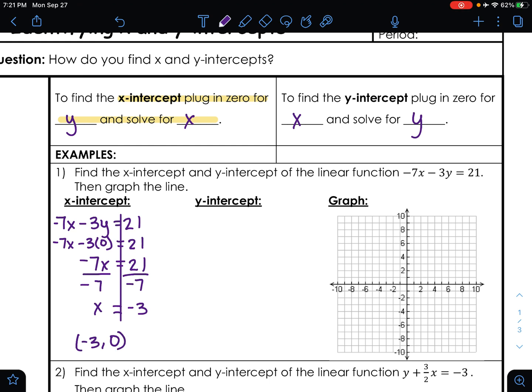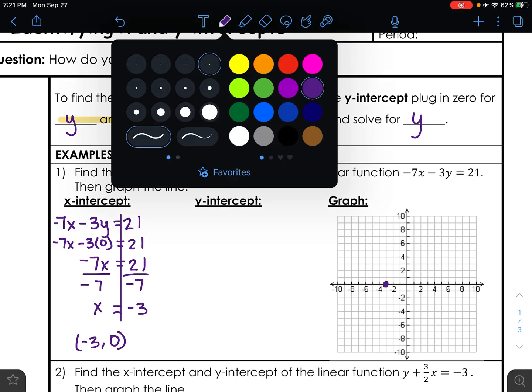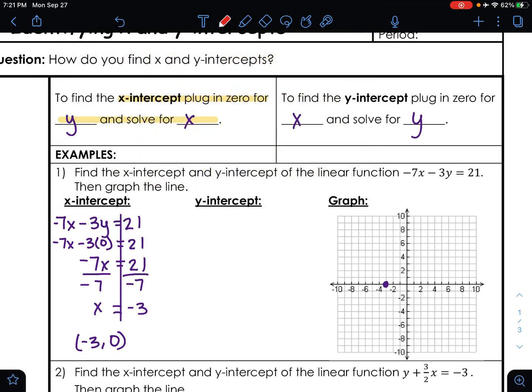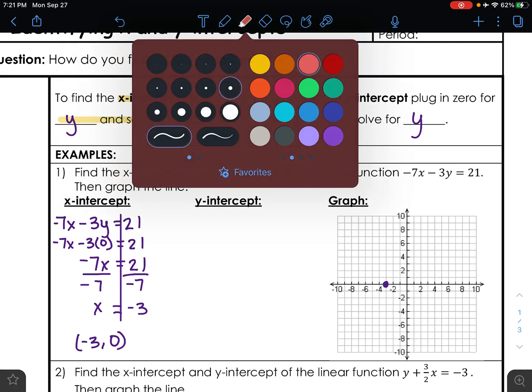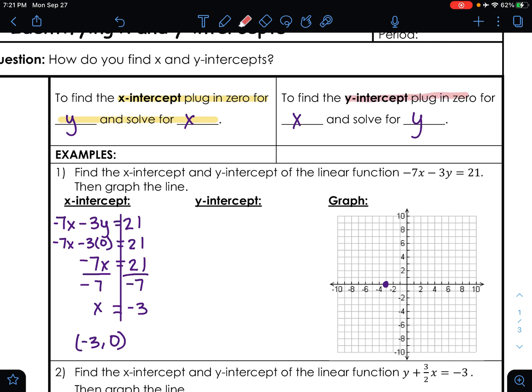I'm going to go ahead and plot that point right here. Next, I am going to solve for my y-intercept. To do this, I am going to plug in 0 for x and solve for y. So what this looks like, again, I'm just going to rewrite my equation. Okay, I'm going to plug in 0 for x this time. And now I'm going to solve for y.